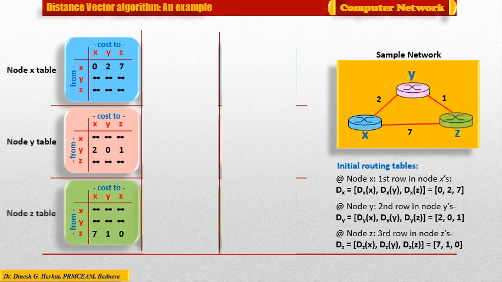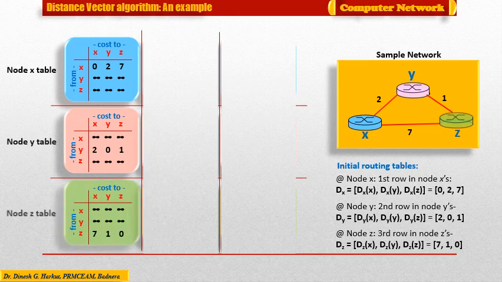After initialization, each node sends its distance vector to each of its two neighbors. This is illustrated by animation, updating routing table or forwarding table entries from the first column of the table to the second column of the table.